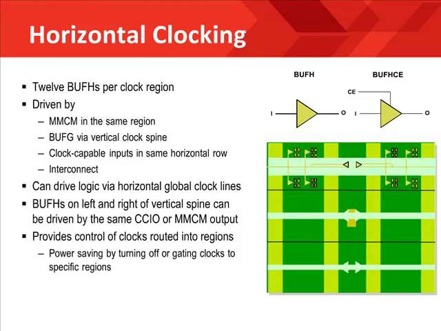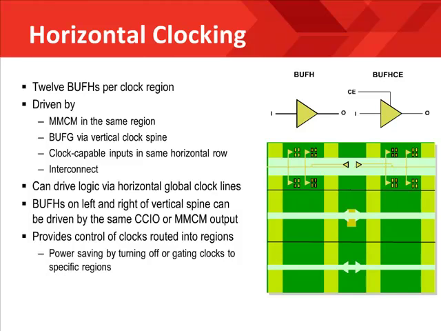In general, it should not be necessary for designers to instantiate a BUFH primitive in their design. The implementation tools will use the BUFH primitive appropriately when routing your global clocks. The role of the BUFH primitive is to drive a horizontal global clock row into each clock region. It is effectively an extension of the global routing resources.